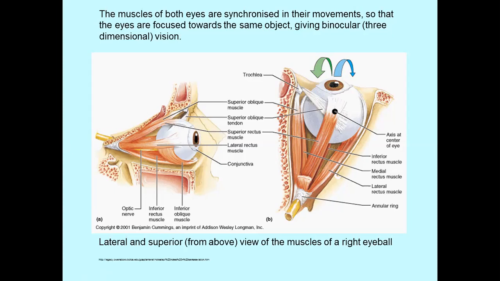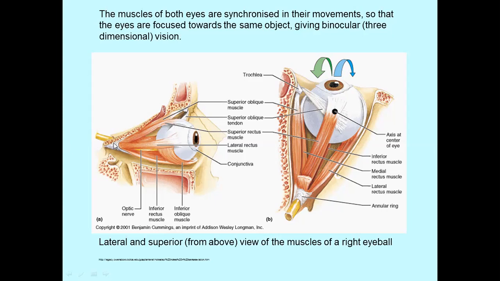So the ones that move the eyeball up and down. So if you were looking forward and I said to you look upwards and you rotated your eyes up, then that would be the superior rectus muscle here. You can see it attaches there and it attaches inside the bony socket in which the eyeball is situated.